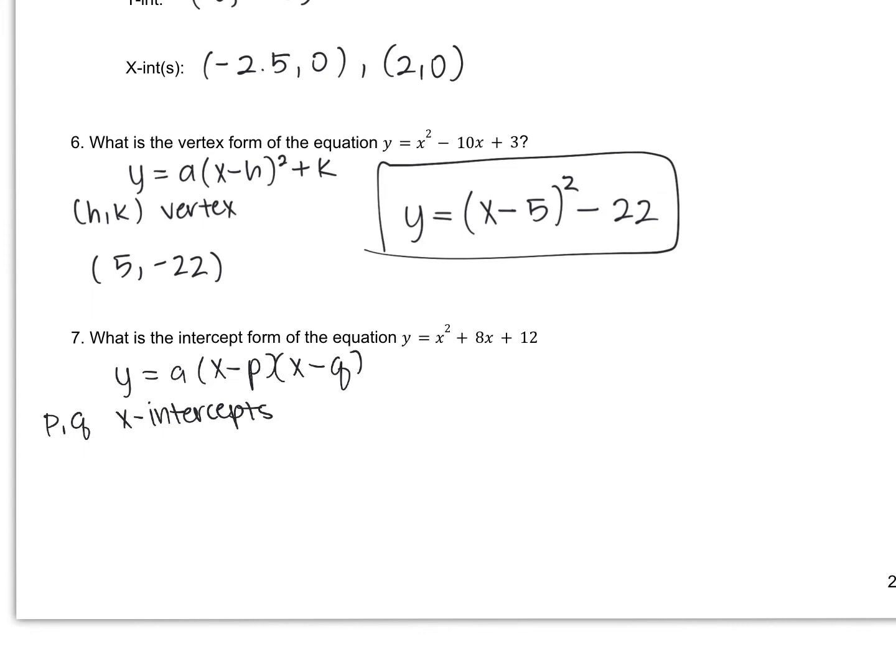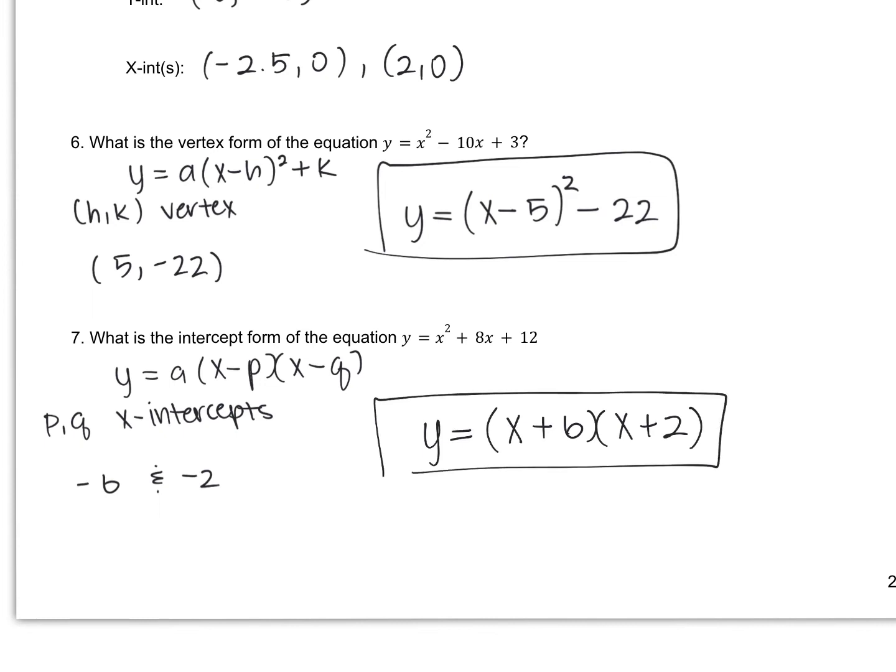If I graph the equation in Desmos, my x-intercepts are at -6 and -2. When we are putting an equation in intercept form, it starts off with y equals. A is the same thing as it was for vertex form. It's the number in front of x squared, which is again 1, so we're not going to write anything. When I put the x-intercepts in the parentheses, they have to have their opposite sign. So instead of saying x minus 6, I'm going to say x plus 6. And instead of x minus 2, it's going to be x plus 2.